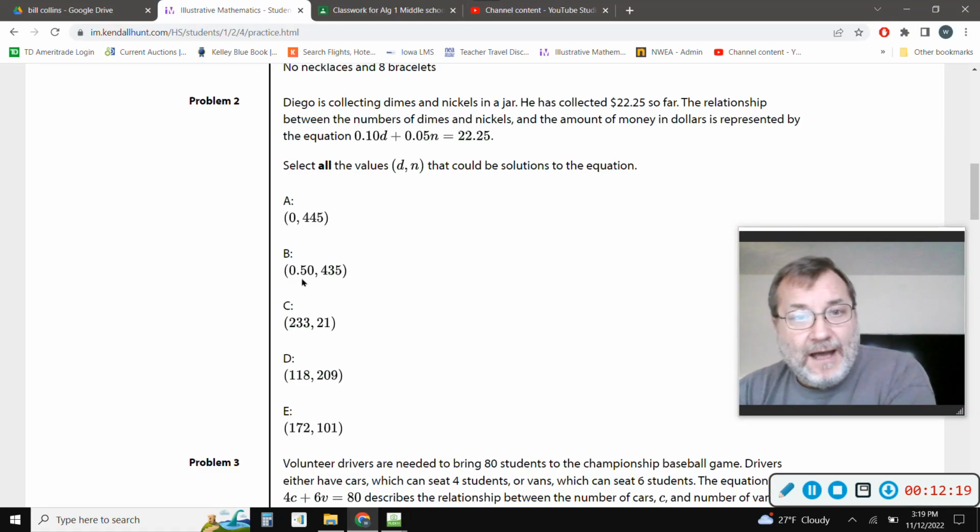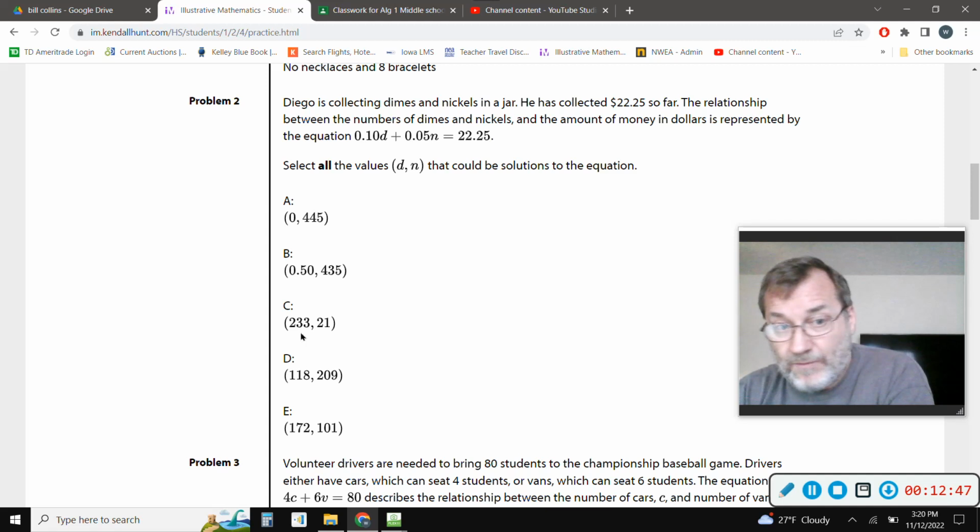B is a half of a nickel, or excuse me, 1/2 of a dime. We don't count half dimes. We don't split dimes, so I'm not even going to bother to calculate this one. This is just screwed up because these have to be integers. Integer, integer, integer, integer, not an integer. I'm not even going to calculate B because I know it's screwed up. B definitely is not a solution.